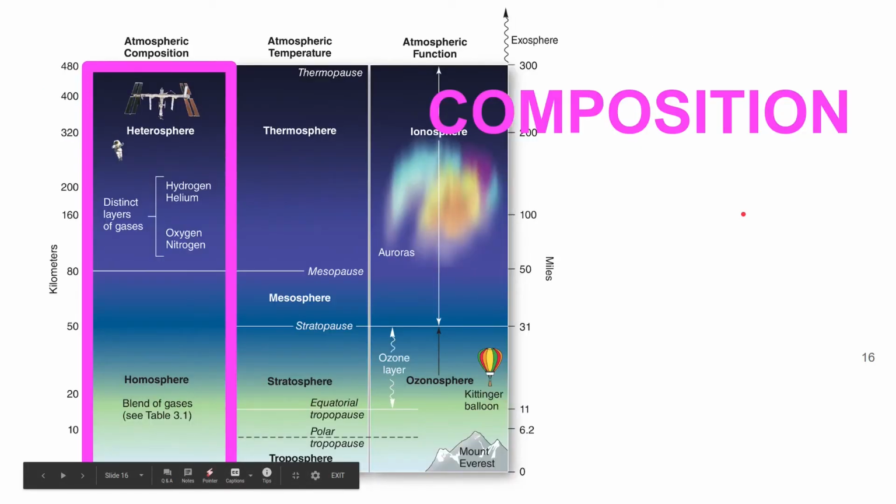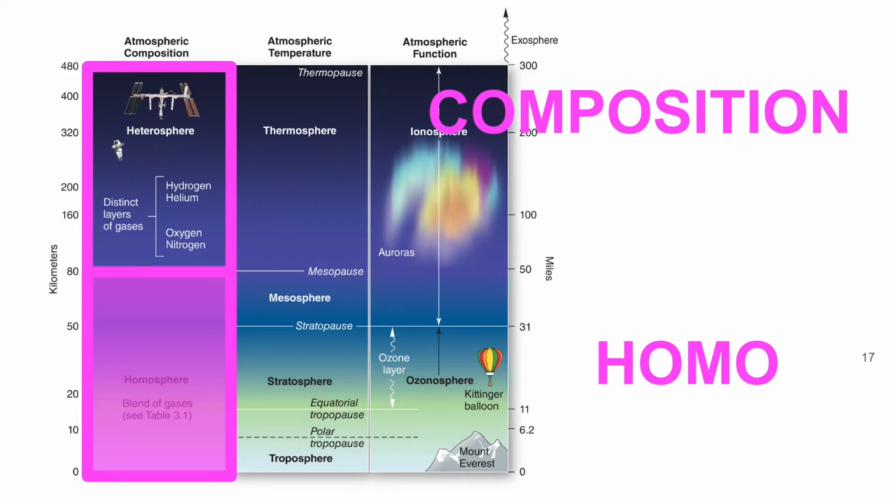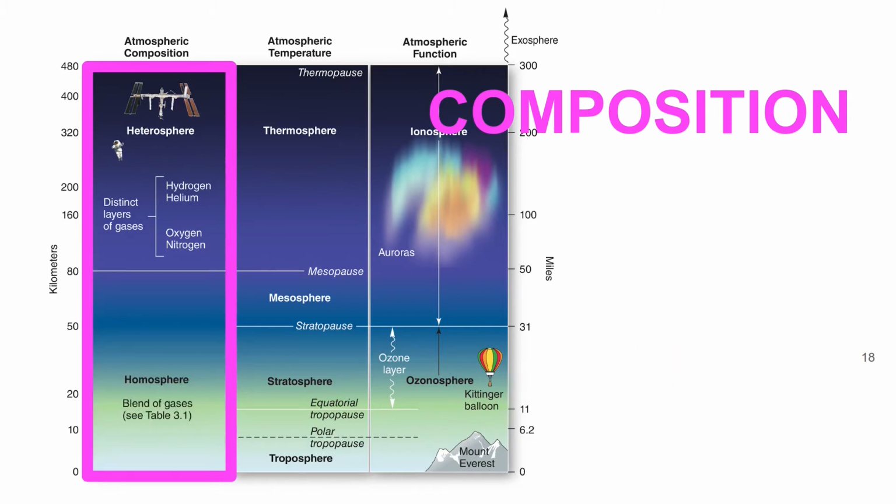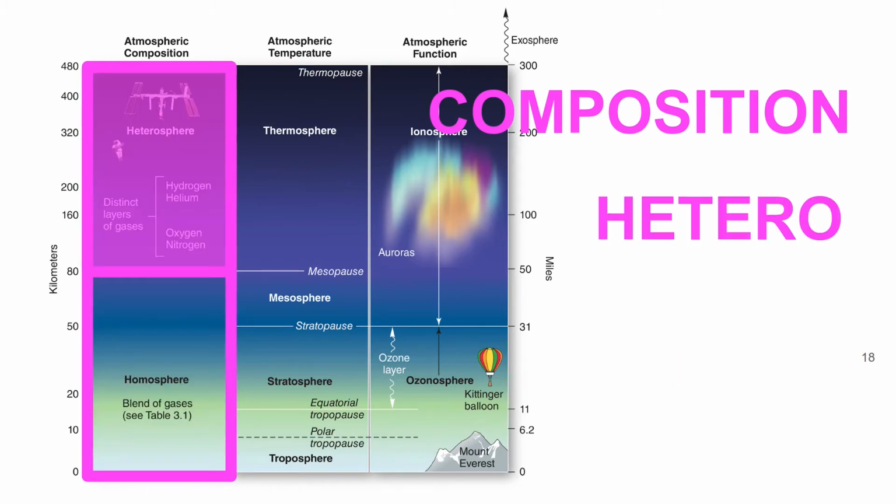So in terms of composition again, there's the homosphere from the surface up to 80 kilometers, where the gases are blended by mixing by wind. And then we have the heterosphere, where the gases are not mixed and they're separated out by density, with the lightest gases floating to the top, hydrogen and helium, and the heavier gases, oxygen and nitrogen, settling down towards the bottom of the heterosphere.